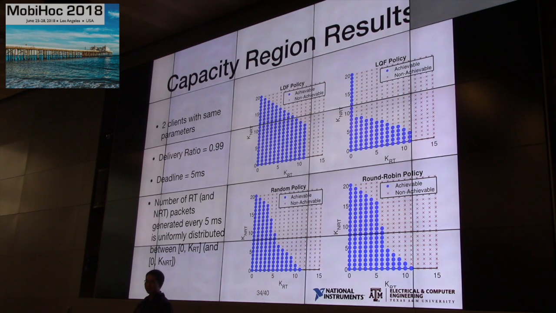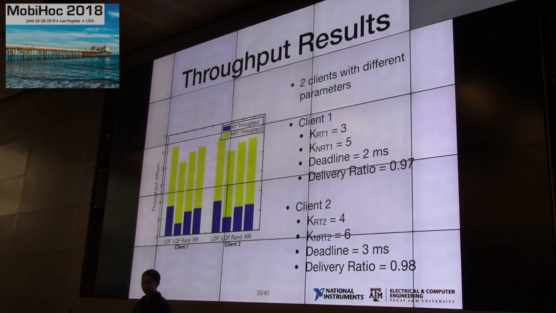And not just capacity region results, but you can also do it with throughputs. You can compare the throughputs of different policies. You can change the requirements of different clients and different flows, change the deadline, change the delivery ratio, and these are different things that you can do with the platform.